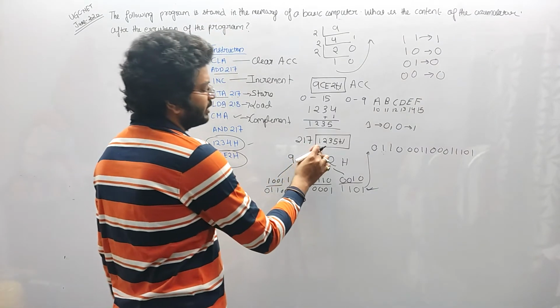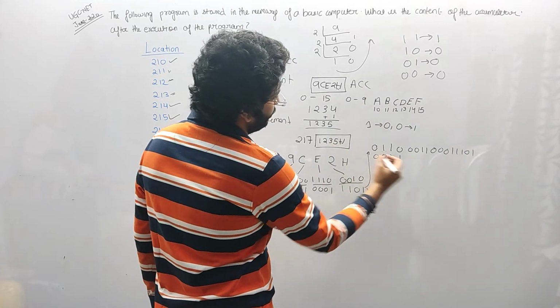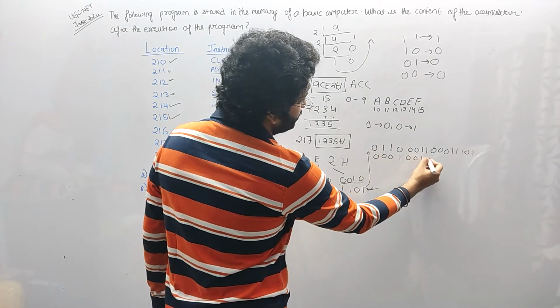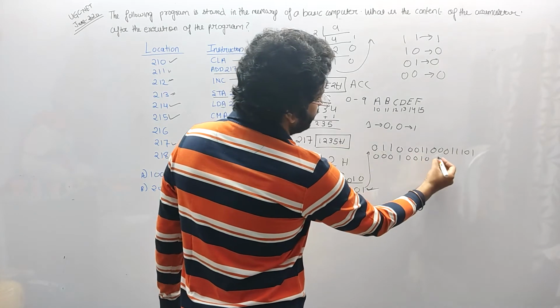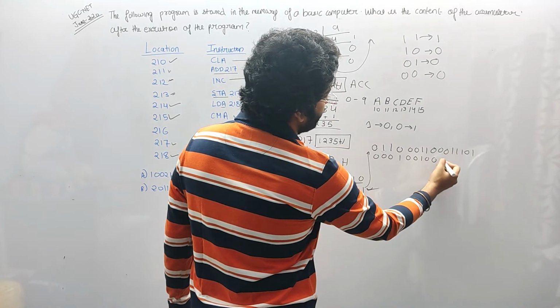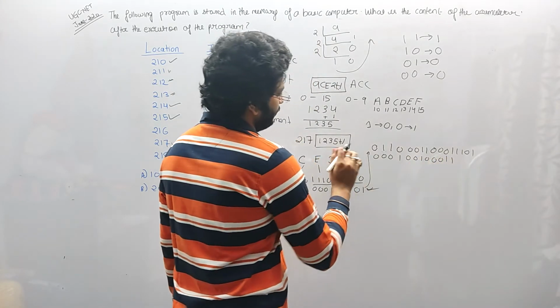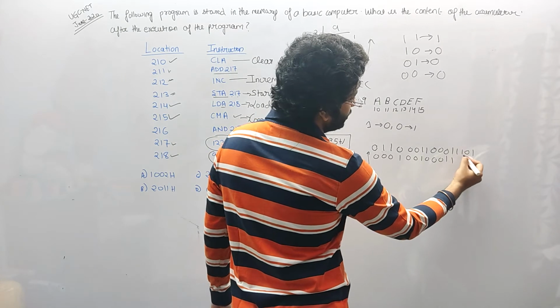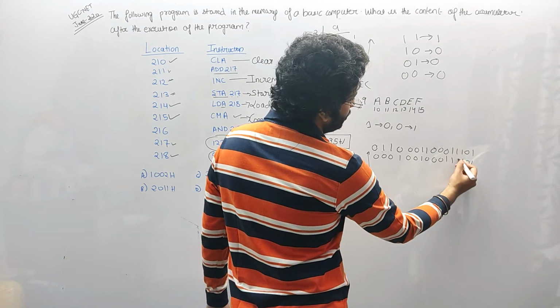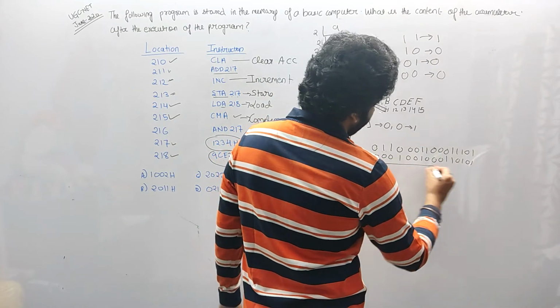Okay, so for converting it to binary, 1 is 0 0 0 1, 2 is 0 0 1 0, 3 is basically 0 0 1 1, and 5 is basically 0 1 0 1. Now I am ANDing it.